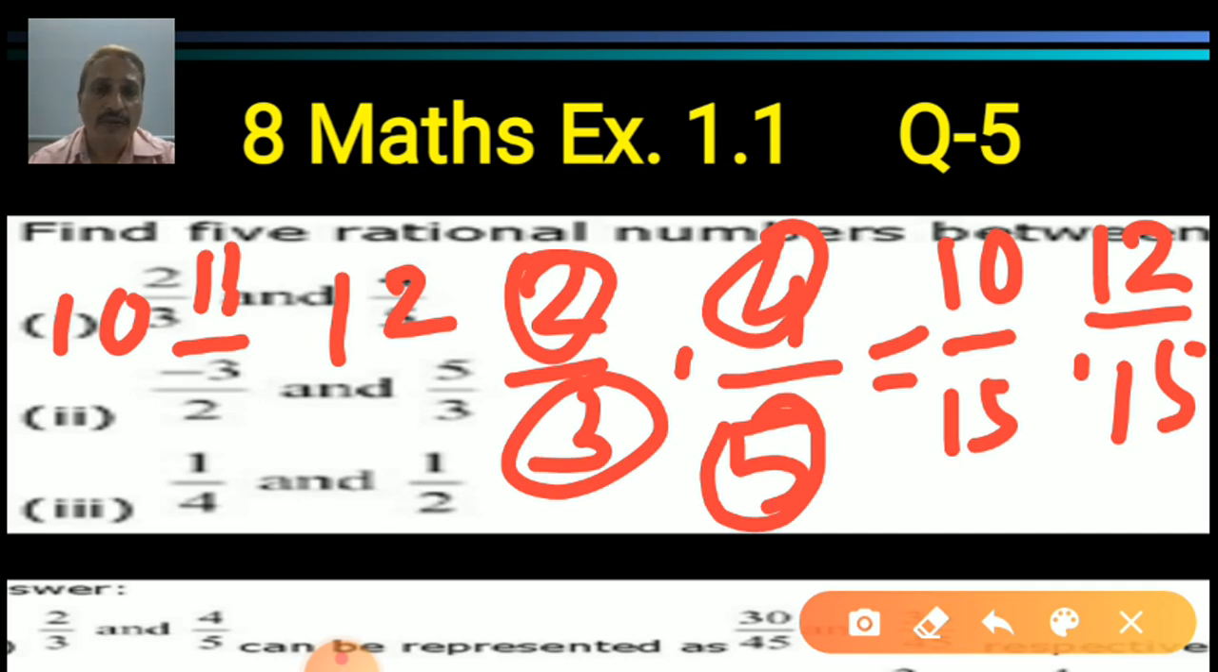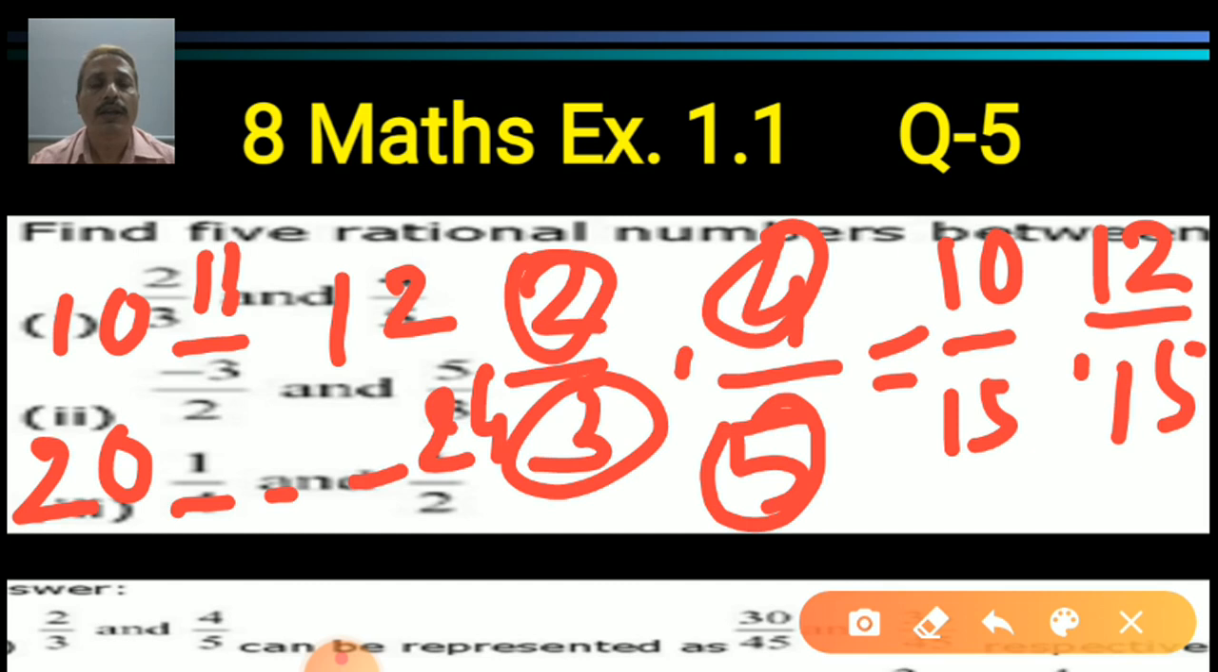I want 5 numbers, so at minimum I want to multiply by a bigger number. Suppose I multiply 10 by 5. If I multiply by 4 or 3, we get 30, 36. 3 is also possible, student. 2 is not possible because 10 times 2 is 20 and 12 times 2 is 24, so between 20 and 24 there are only 3 numbers. I want 5, so 2 is also not possible. After 3, any number you can multiply with.